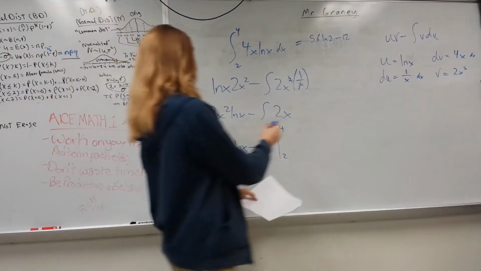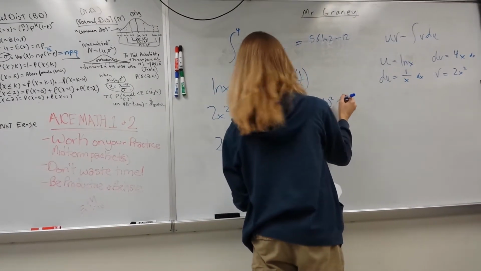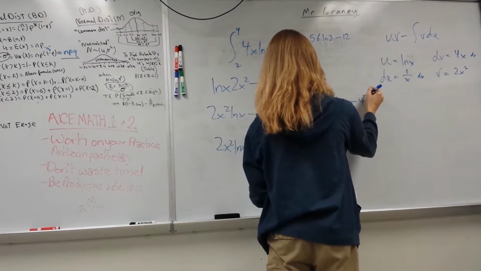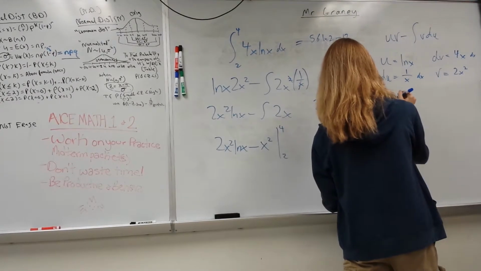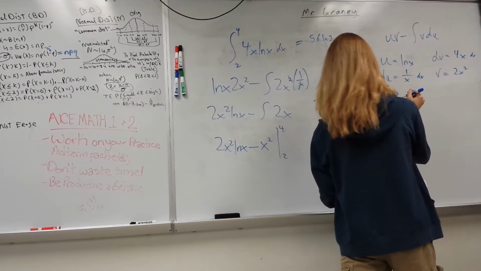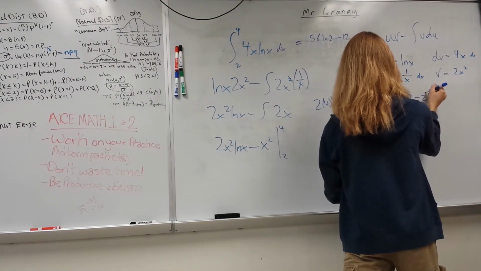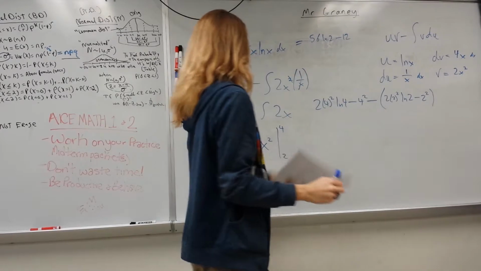So what we'll do is plug in 4 first. 2 times 4 squared ln of 4 minus 4 squared, minus the entirety of 2 squared: this is 2 ln of 2 minus 2 squared. So that, clean it up, looks like this.